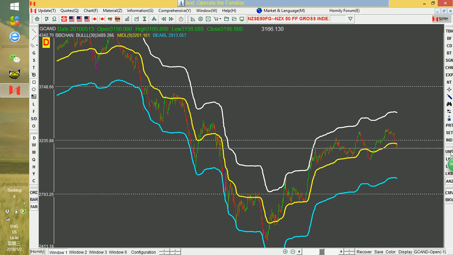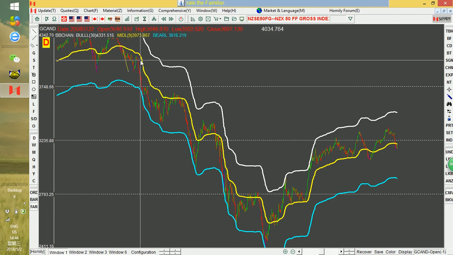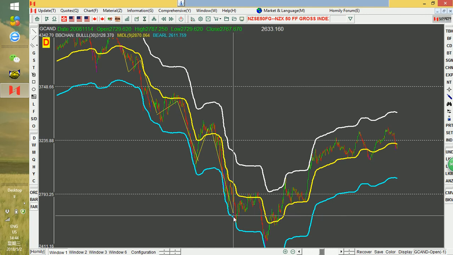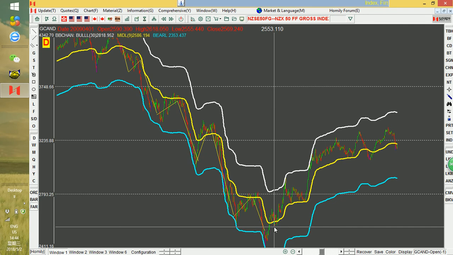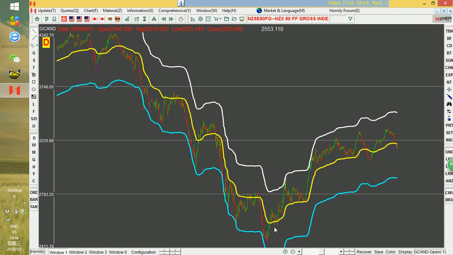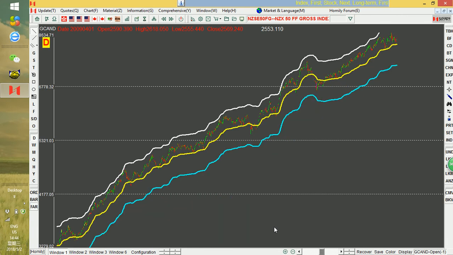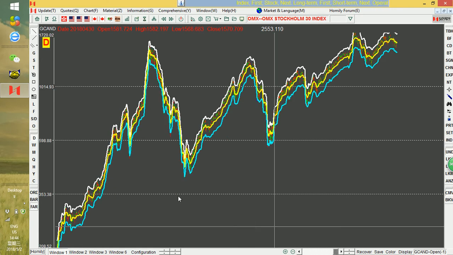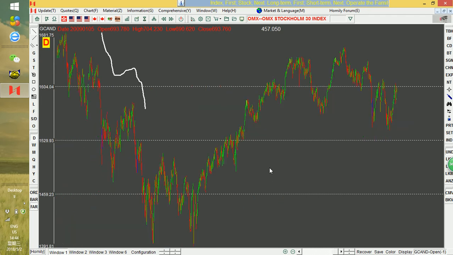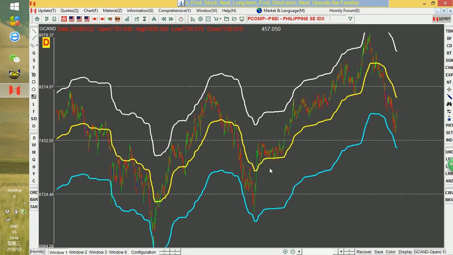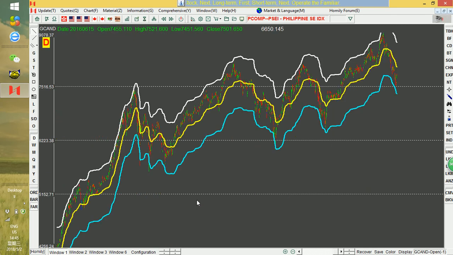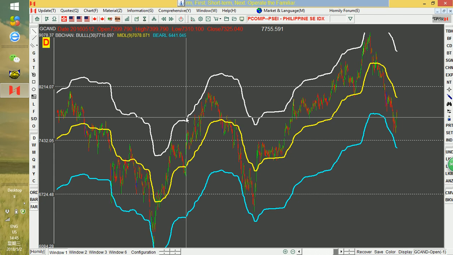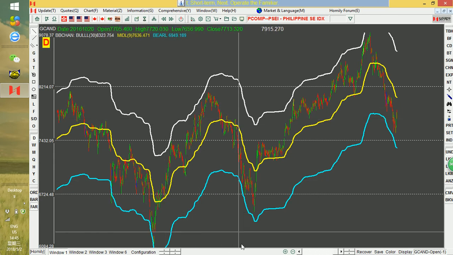Okay, this one. If the price is working in the lower channel here, that means this stock is working in a bear market. So this is for the channel. And if the price is sideways, like here, that means the stock is going to work between the white line and the blue one. It is always working between these.